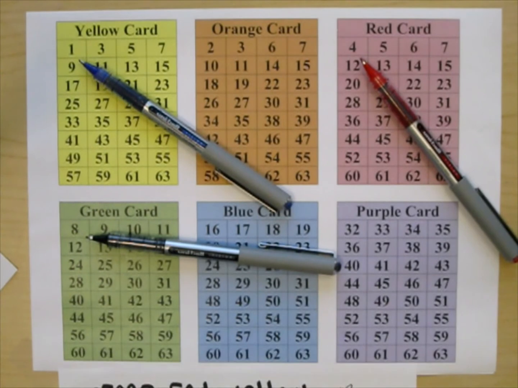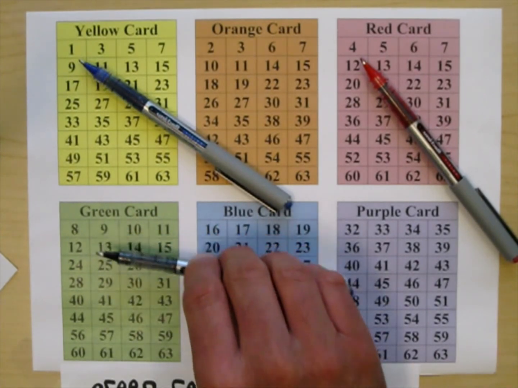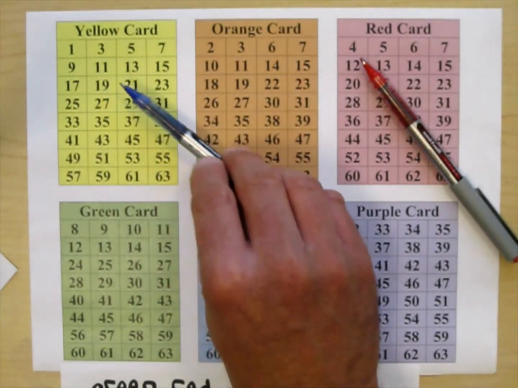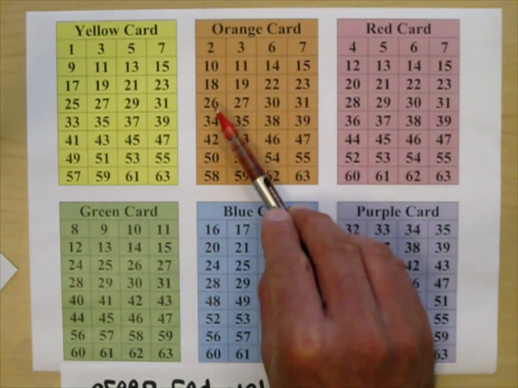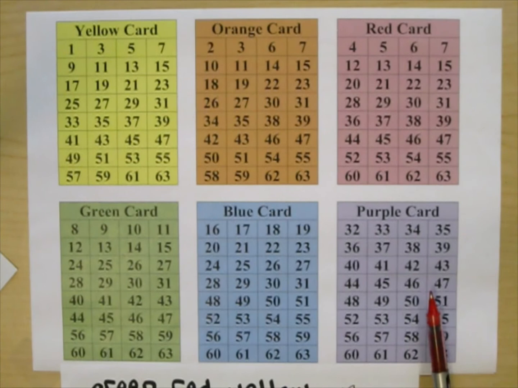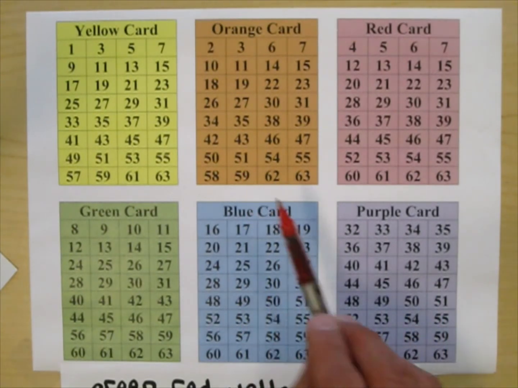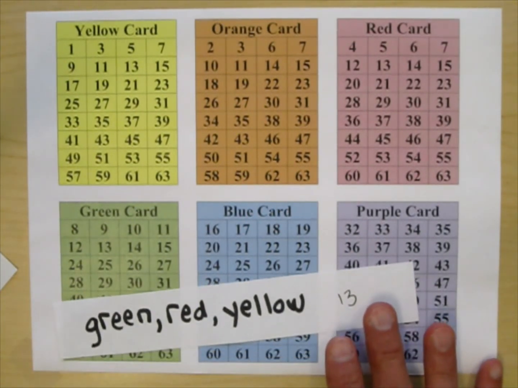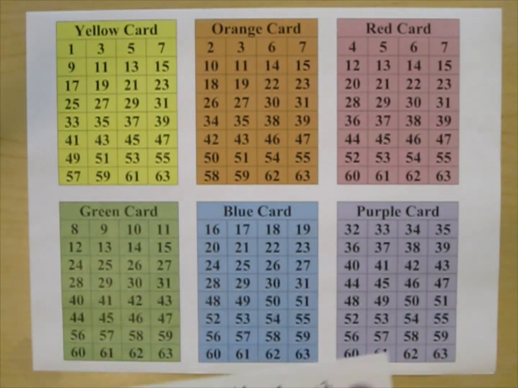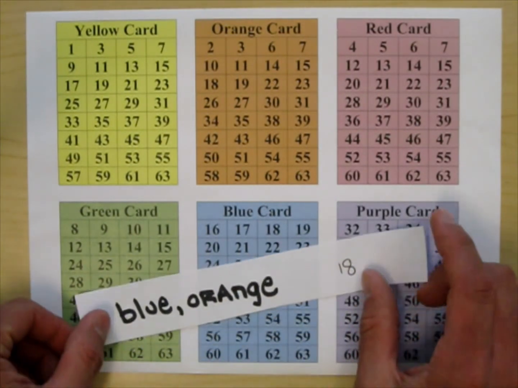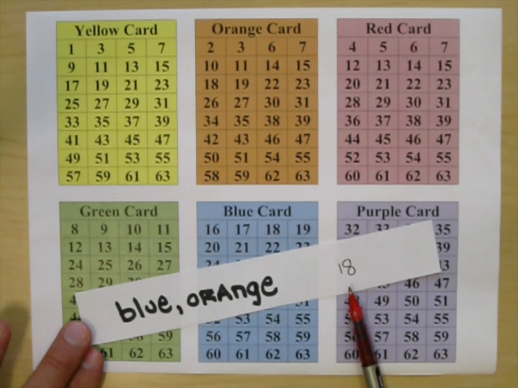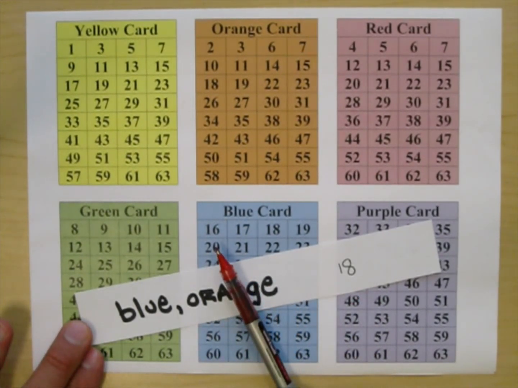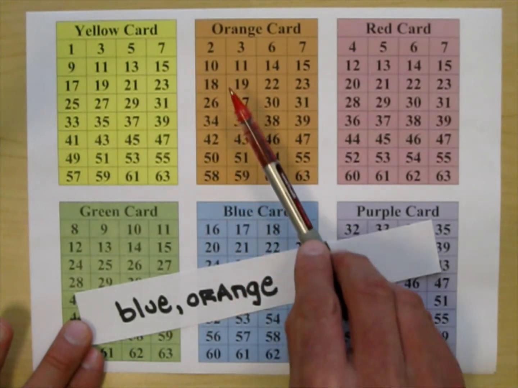And we actually didn't do this, but you see 13 on the green card. You see 13 on the yellow card. You see 13 on the red card. But when you look at the orange card, the blue card, and the purple card, you do not see 13. So that is how the trick works. And on this one, when someone says, oh, blue and orange, we'll go back to this and remember the number was 18. All I did was add up 16 plus 2.